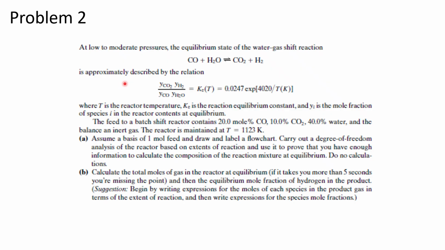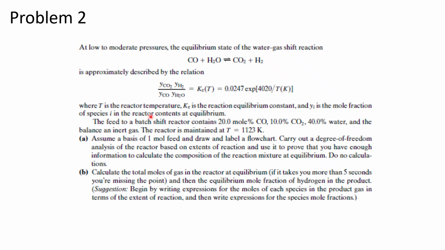Now the equilibrium for this reaction is given approximately by the equation you see here, that we take the product of the mole fraction of CO2 and hydrogen, divide that by the product of the mole fraction of CO and water. We'll set that equal to an equilibrium constant, which depends upon temperature in this case. And that expression, the dependence on temperature, is given by the equation you see here. To calculate the equilibrium constant, we take 0.0247 and multiply by the exponential of 4020 divided by the temperature in Kelvin.